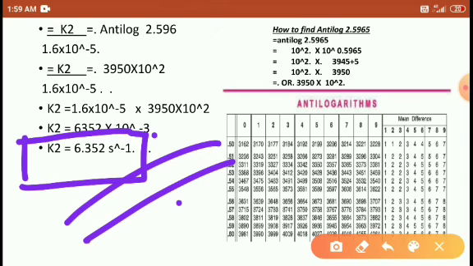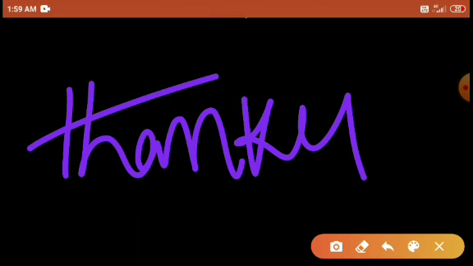So this is today's example, students. In this example, I explained how to solve log and anti-logs. I will give a similar example, and you have to solve it, students. If you have any query or doubts, then ask me, students. Thank you so much.